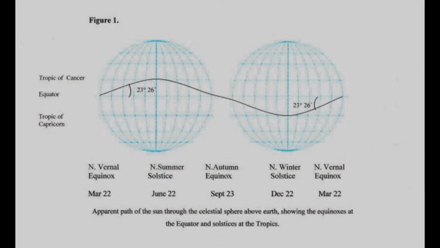So in this diagram here, which I've called Figure 1, we can see the apparent path of the Sun as it appears to move northwards at what the Northern Hemisphere calls the spring equinox. It reaches the Tropic of Cancer, which is 23.5 degrees north of the equator. It appears to stand still at the summer solstice, a word which literally means sun still, and then it appears to move southward to cross the equator again at what the Northern Hemisphere calls the autumn equinox.